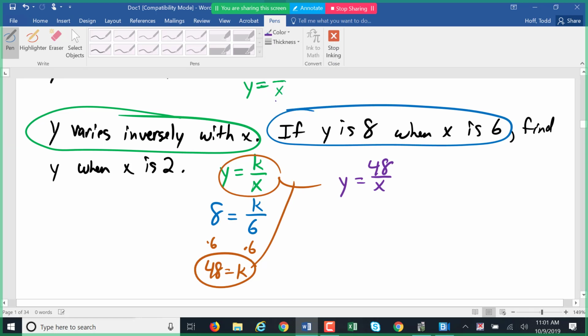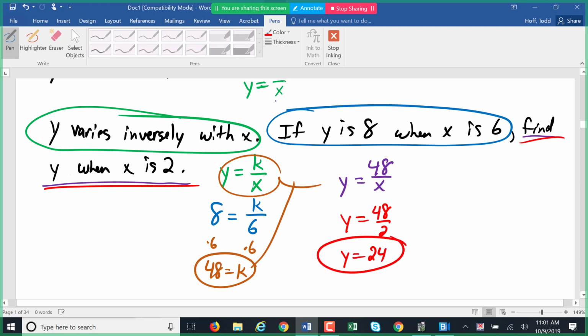And now finally, they're asking us to extend this. Find y when x equals 2. So I put 2 in there for x. 48 divided by 2 is 24. Y equals 24 when x equals 2.